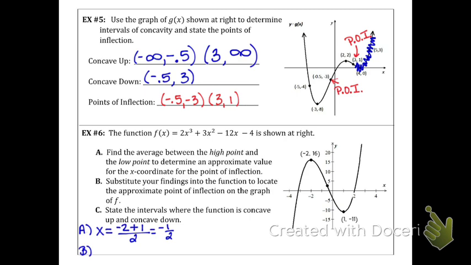B says, now that we have an x-coordinate and we have an equation, we're going to go find that y value. And we do that just by plugging in our x into our equation. So for our y value, we're going to take that equation and plug that -1/2 into it. So when we do that, we'll get 5/2. And so we know that our point of inflection is going to be at (-1/2, 5/2).